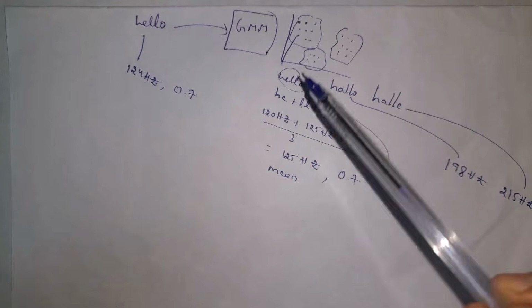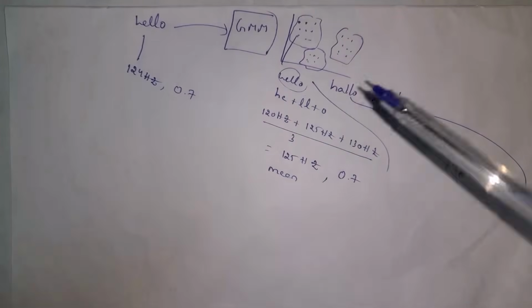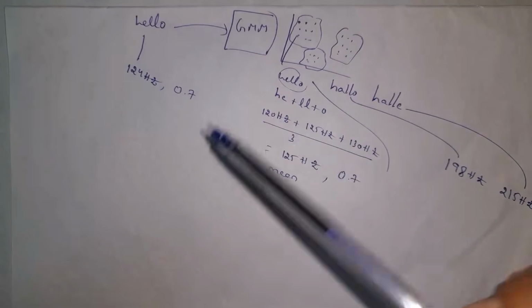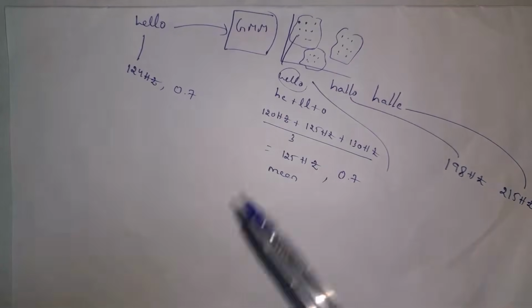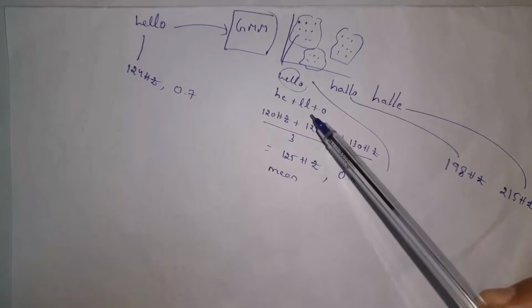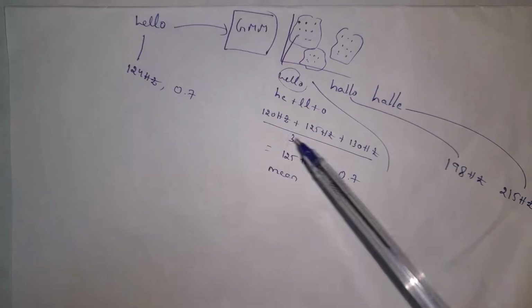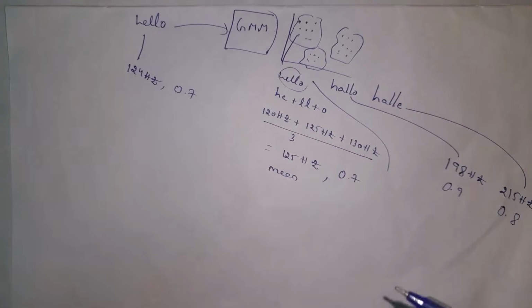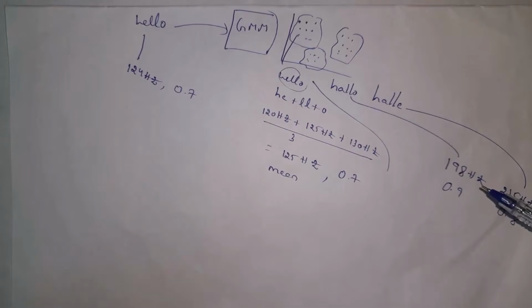Guys, in this model, the word hello is considered as complex data. This complex data is divided into various parts. From each part, a Gaussian curve is identified, and from each Gaussian curve, pitch and energy are calculated. For example, for this part, pitch is 120 Hz, and for this 125 Hz, and for O, pitch is 130 Hz. There are three parts, so average mean for pitch is 125 Hz, and energy is 0.7. And for some other word, pitch is 198 Hz and energy is 0.9. And for another word, pitch is 215 Hz and energy is 0.8.